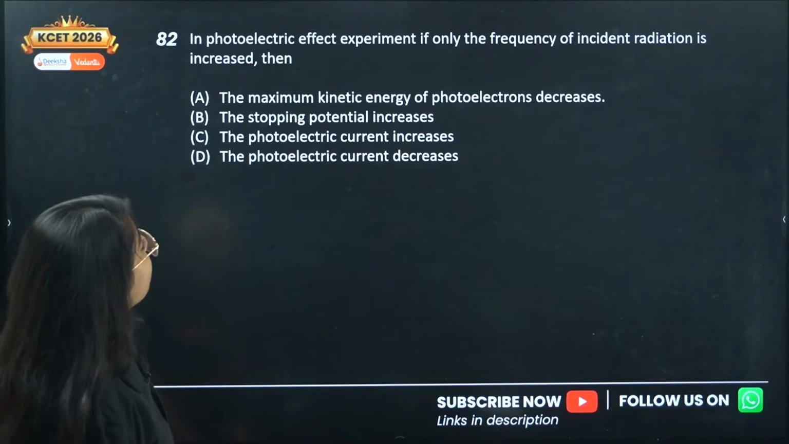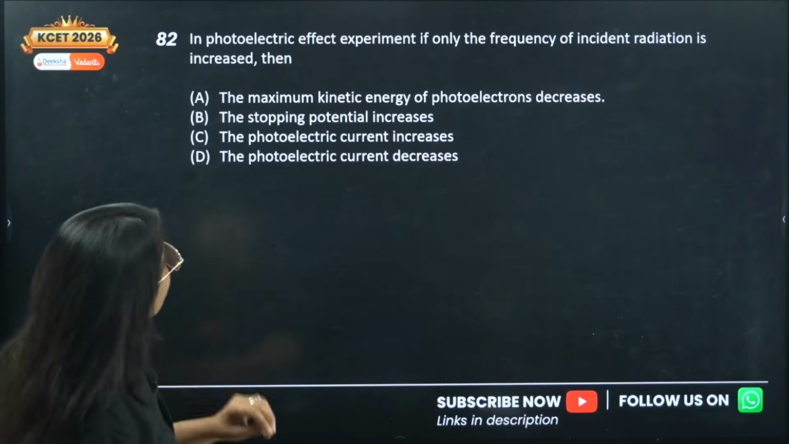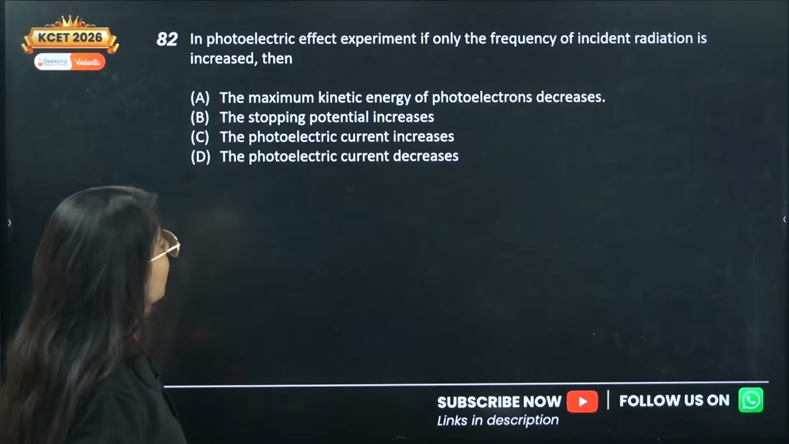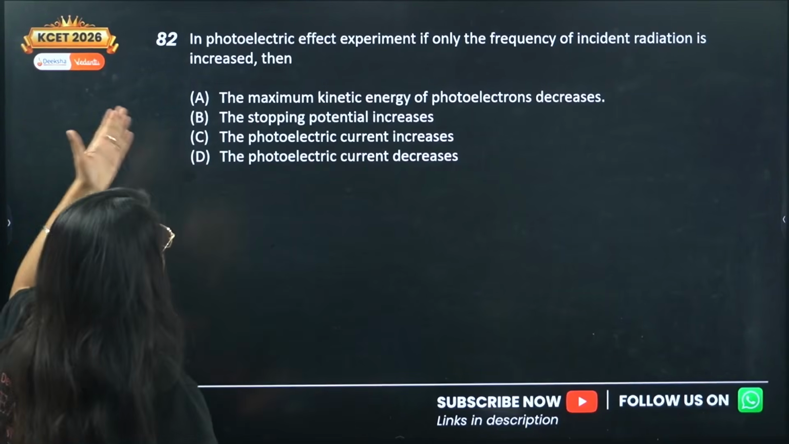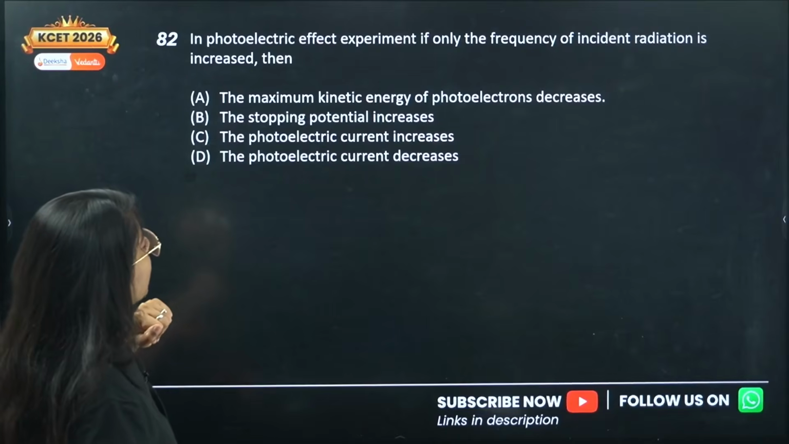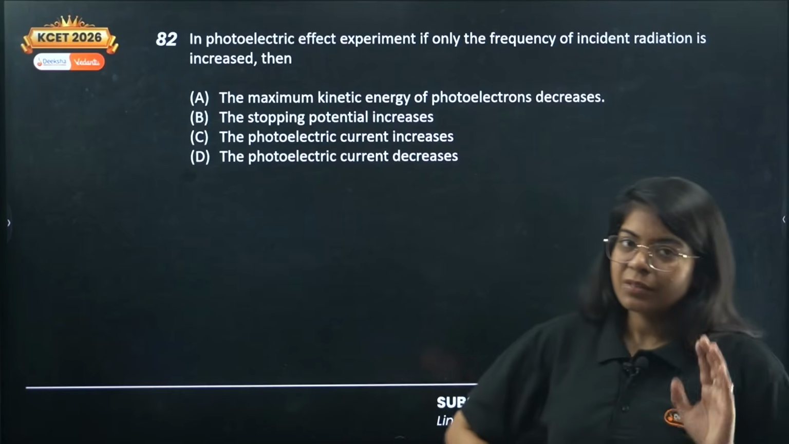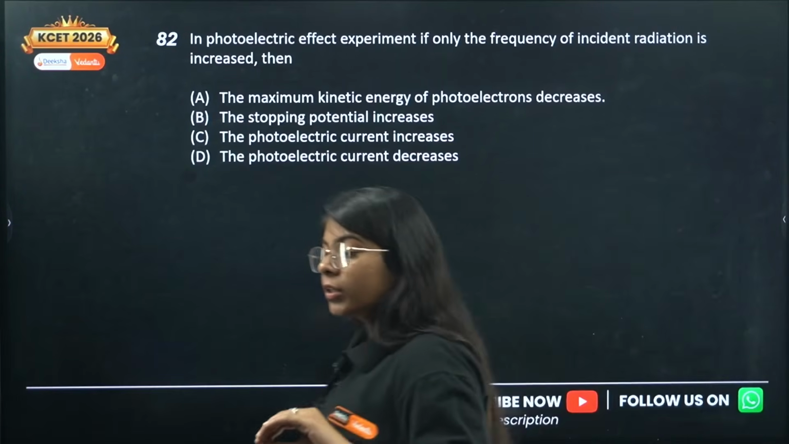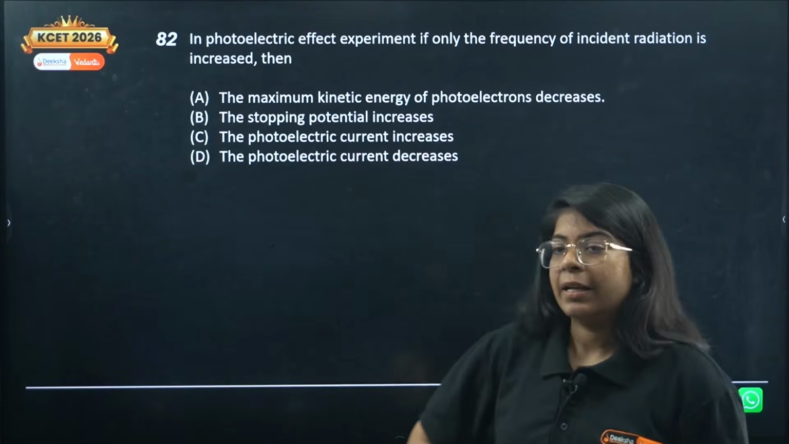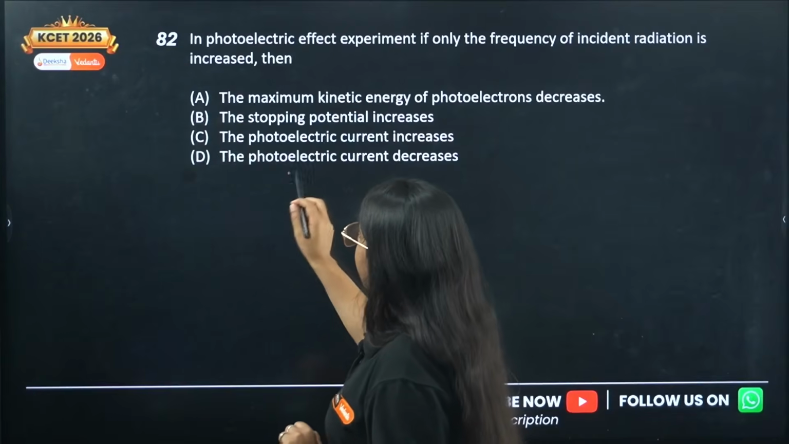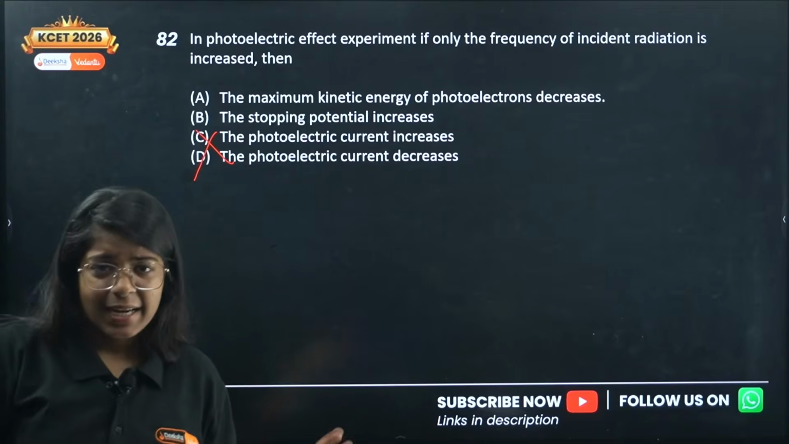82nd, in a photoelectric effect experiment, if only the frequency of incident radiation is increased, what will happen? The maximum kinetic energy of the photoelectron decreases, the stopping potential increases, the photoelectric current increases, the photoelectric current decreases. Now ma'am, we know that photoelectric current never depends on frequency, it depends on the intensity of the incident light. So these two options are clearly wrong.